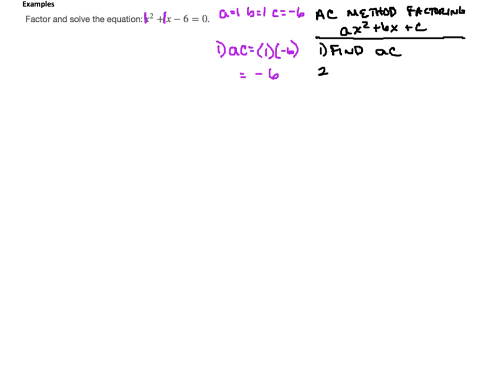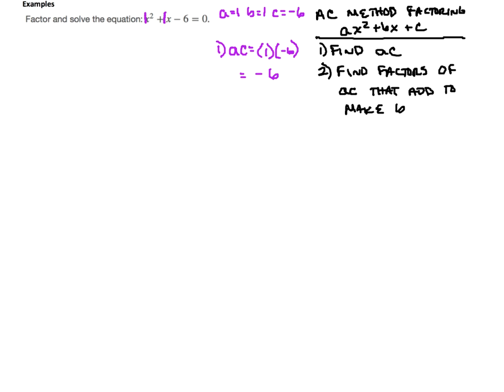The second step is to find factors of AC that add to make B. In this case, B is 1.